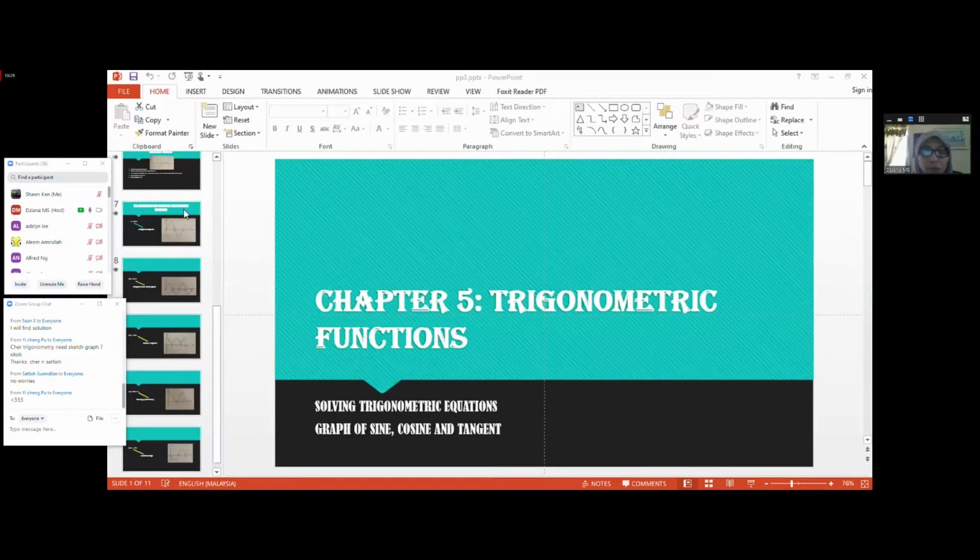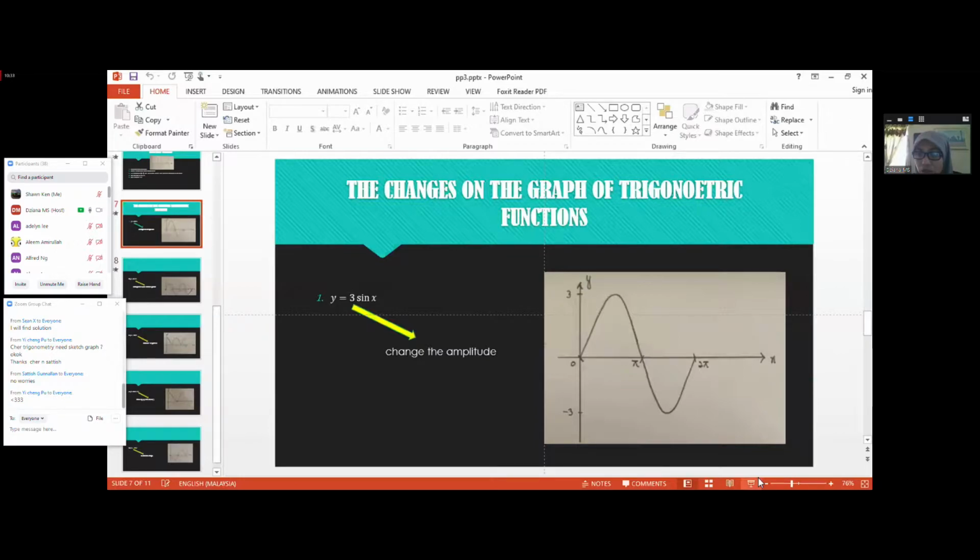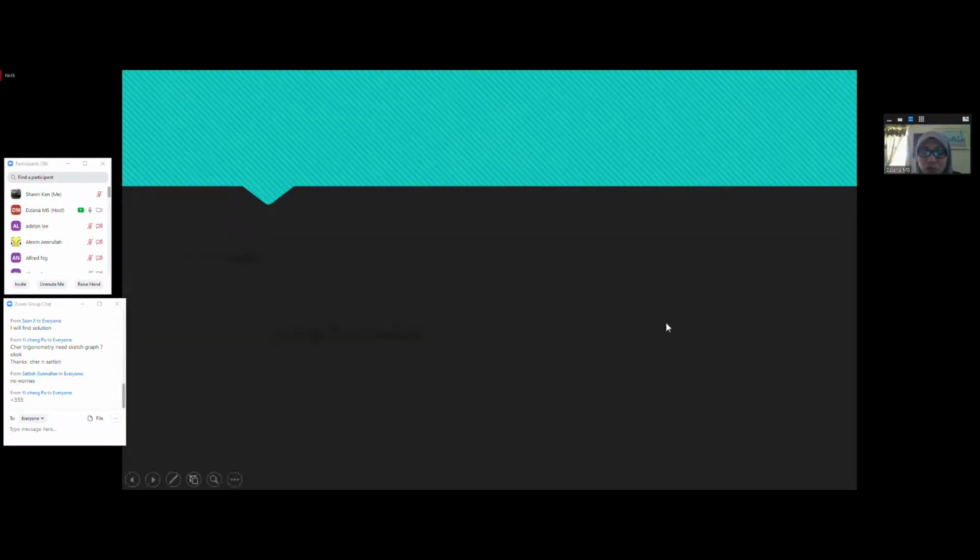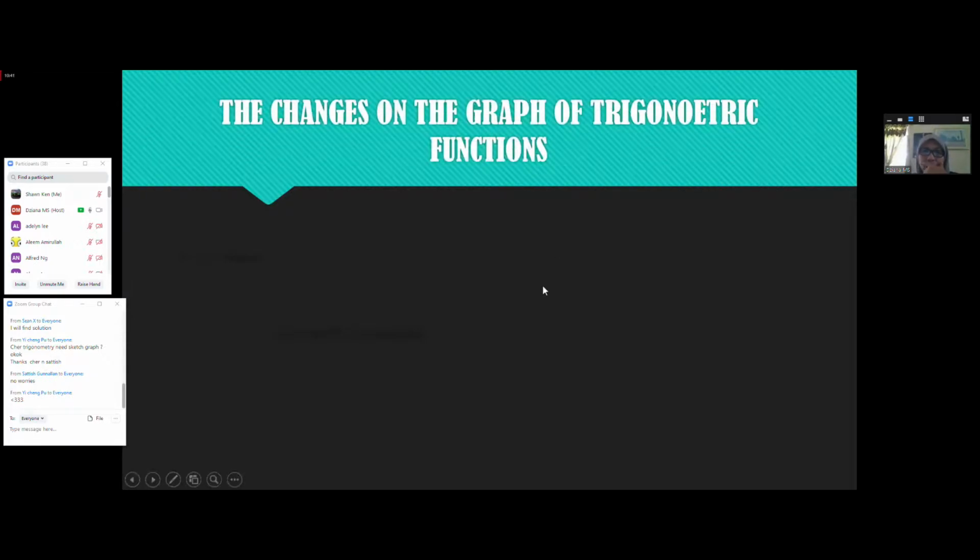But for ADMAX, it's not a normal graph. Okay, there are changes for the tree graph. Okay, if you remember, there are 5 changes. I just recap on the 5 changes.